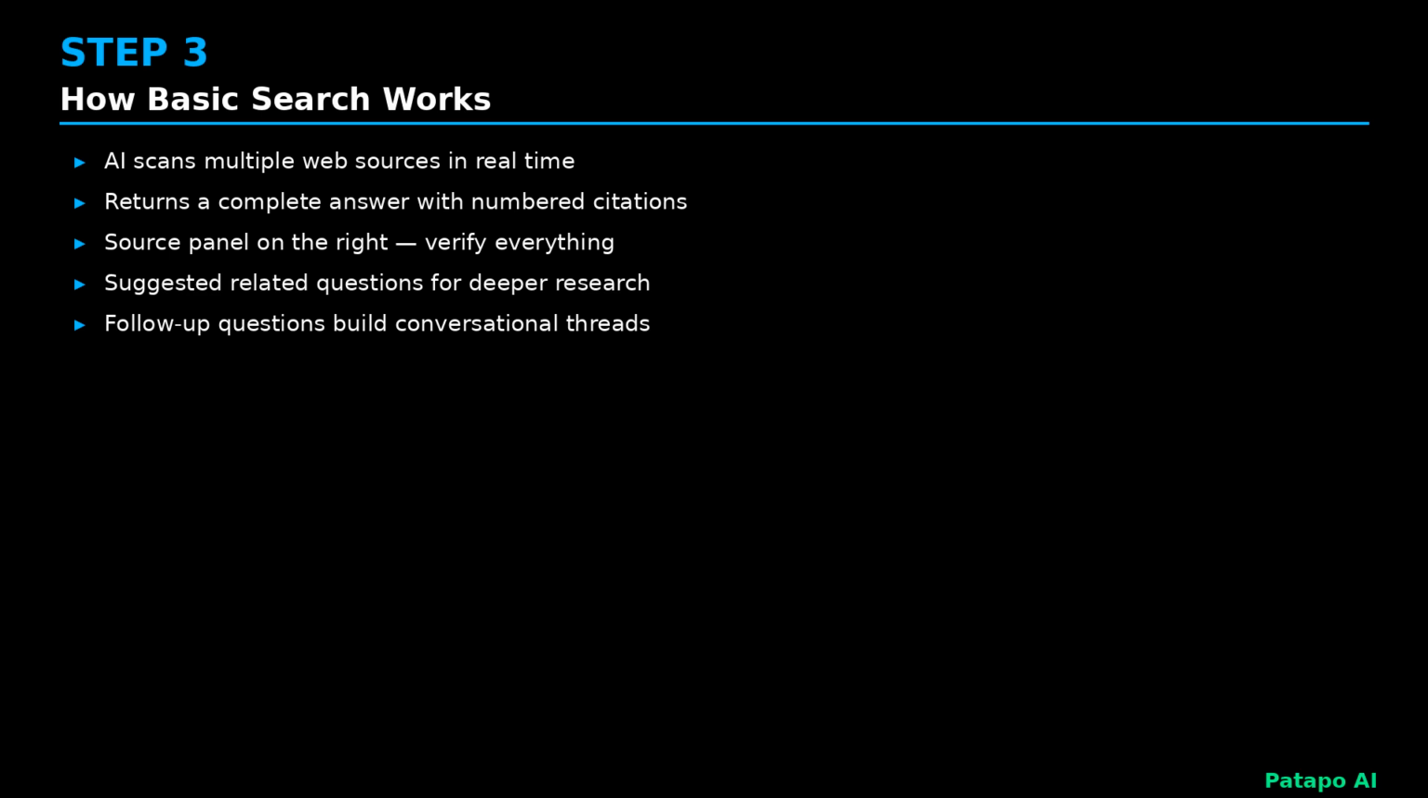One of Perplexity's most powerful features is focus modes, and most beginners completely overlook them. When you click the focus button next to the search bar, you will see several options that let you narrow down where Perplexity searches. The academic focus restricts searches to scholarly papers and peer-reviewed research, perfect for students and researchers.